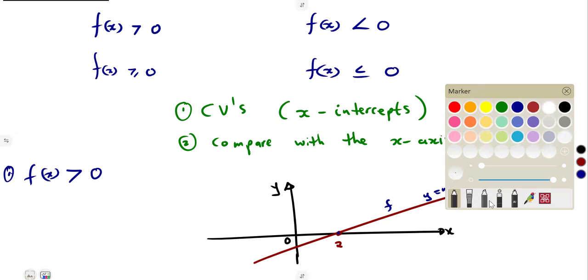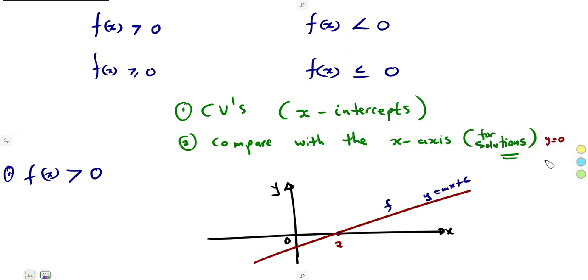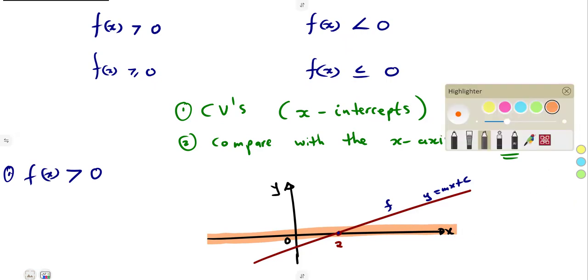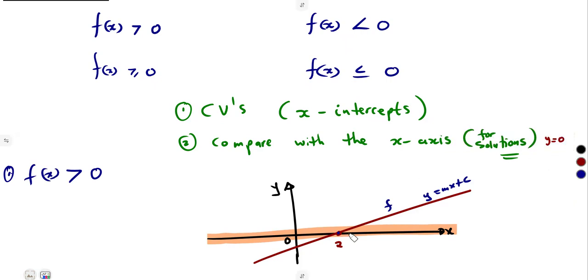Greater than 0, remember the critical values, x-intercepts. So in the x-axis, the part that is important is what? The x-intercept, which is at 2. So we compare now with this x-axis for solutions. When f of x is greater than 0, it means above what? The x-axis. y is equal to 0. So greater than 0, we're talking about values above the x-axis.